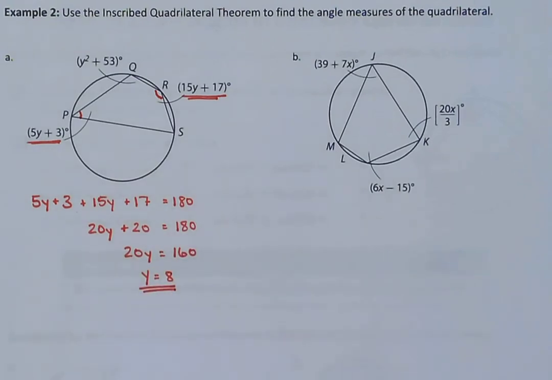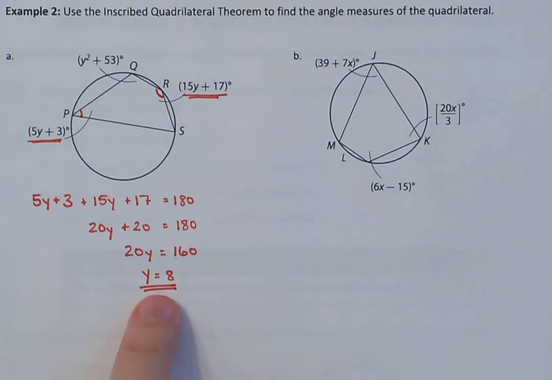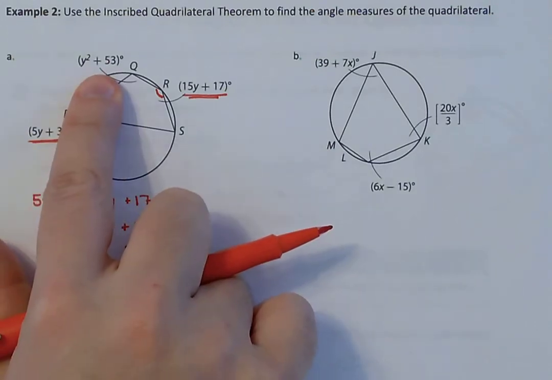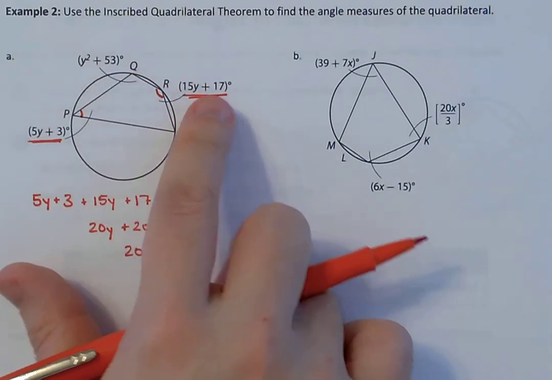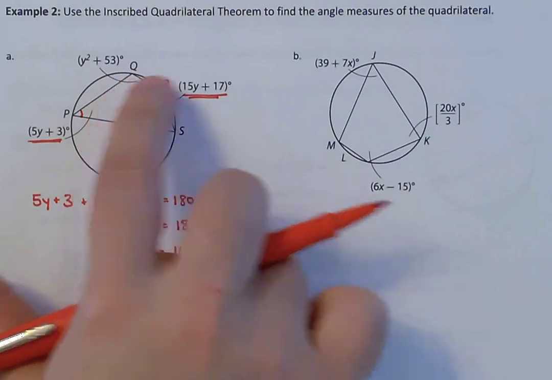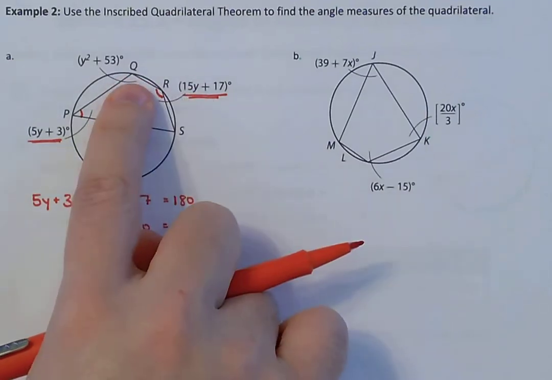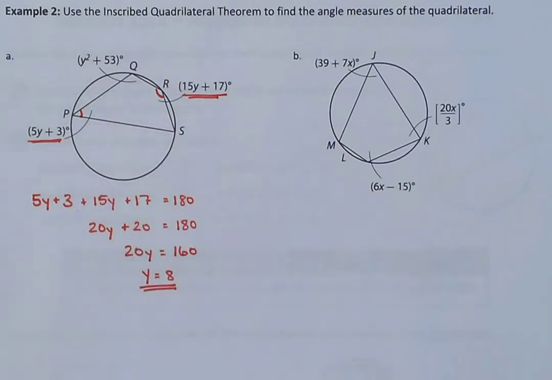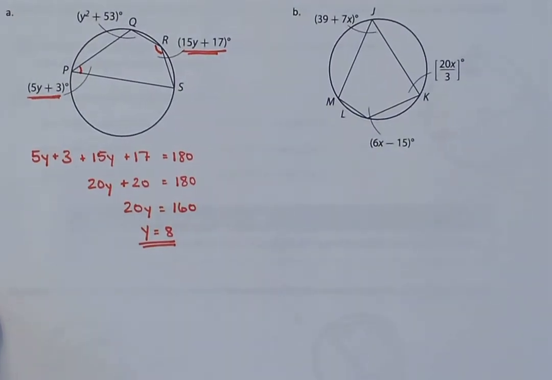So now that I know y equals 8, all you have to do from here is plug 8 in for y, for 5y plus 3, for y squared plus 53, for 15y plus 17. That's going to tell you the measure of P, Q, and R. To figure out the measure of S, you just take whatever you get for Q and you do 180 minus that to tell you S. So I'm going to move this up here so we have more space to run through this real quick.